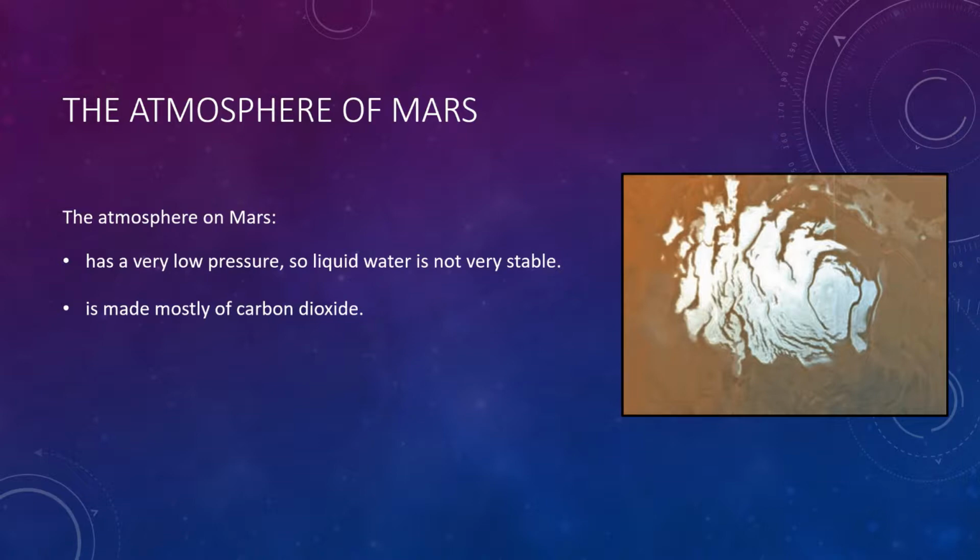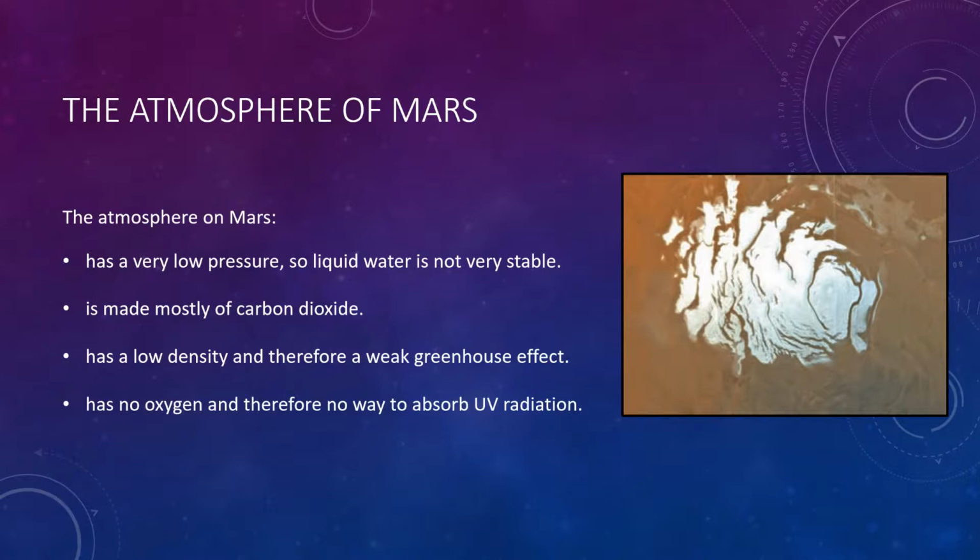The atmosphere is made mostly of carbon dioxide, but the total amount of gas is so small that it creates only a weak greenhouse effect. The temperature is usually well below freezing, with a global average temperature of about negative 85 degrees Fahrenheit. The lack of oxygen means that Mars lacks an ozone layer, so much of the Sun's damaging ultraviolet radiation passes unhindered to the surface.